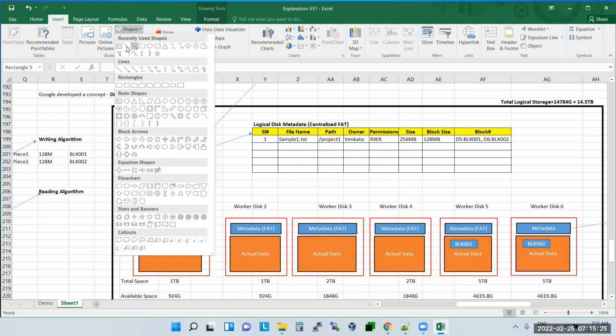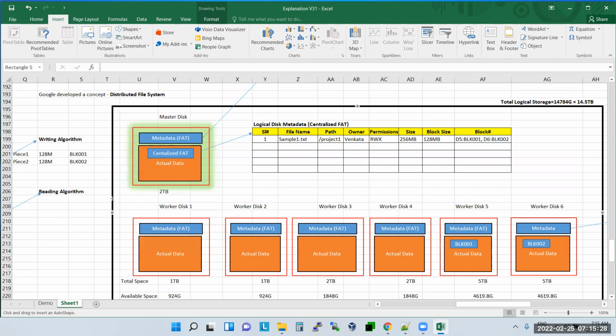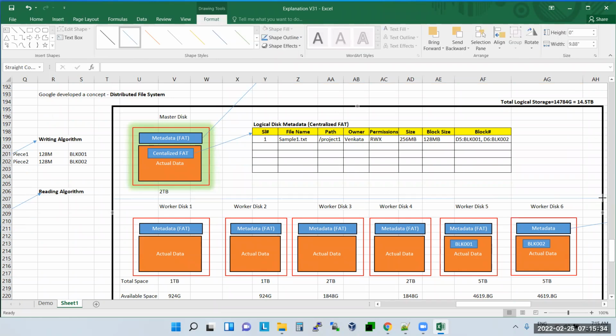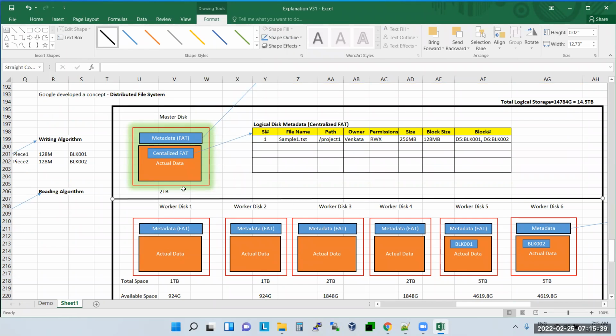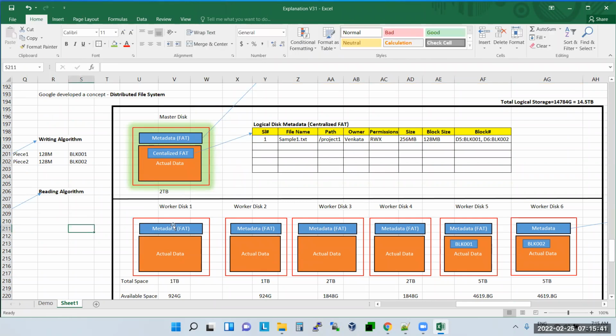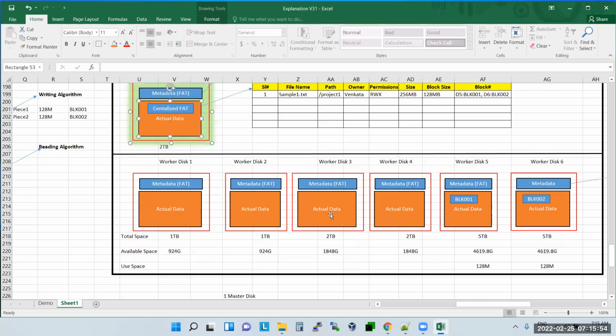So here, I'll put one more arrow by connecting these two. So in this picture, what is happening? This entire team is like a storage. In this, one hard disk is storing the distributed storage metadata, and the distributed storage actual data is stored in different hard disks.